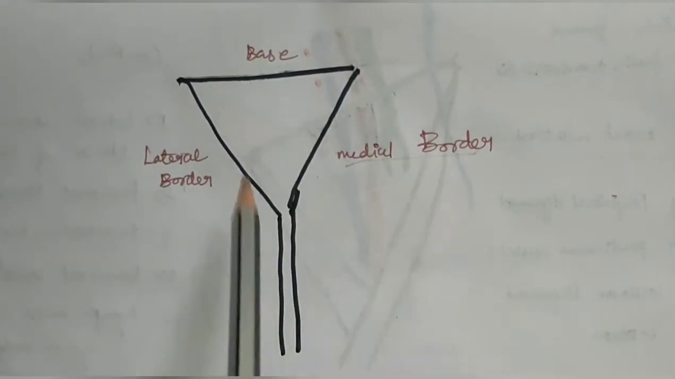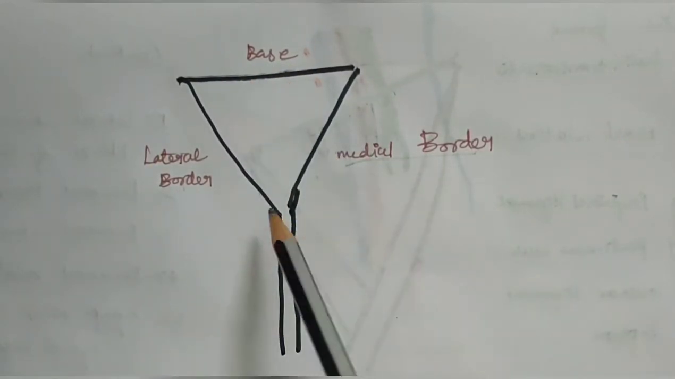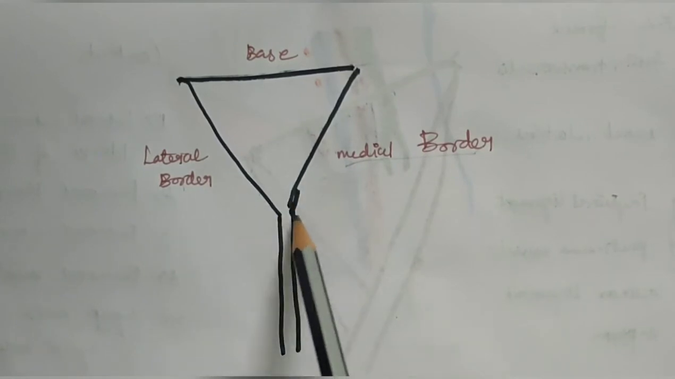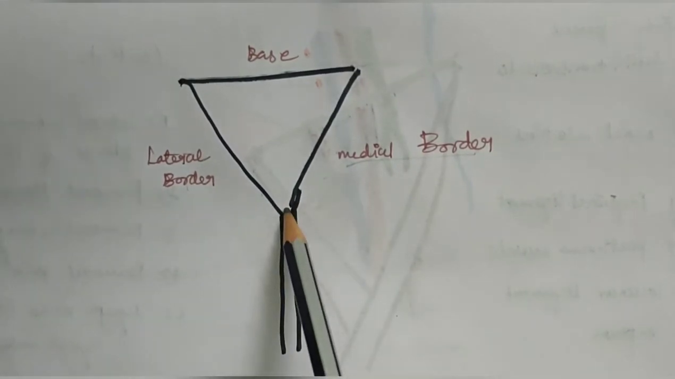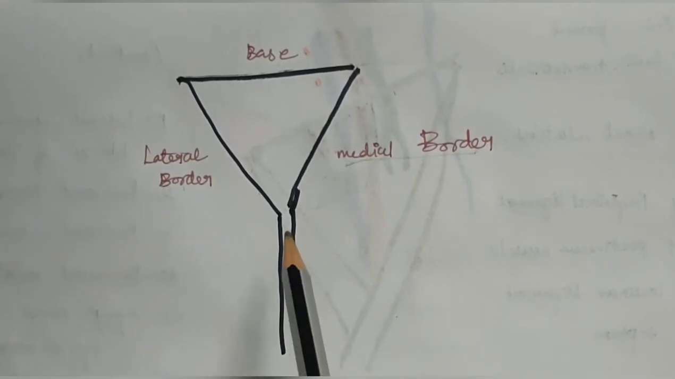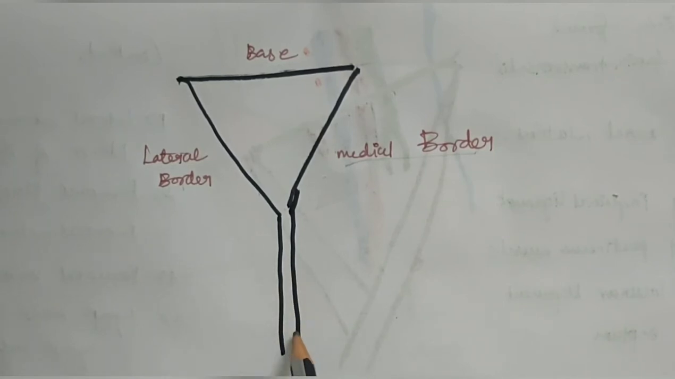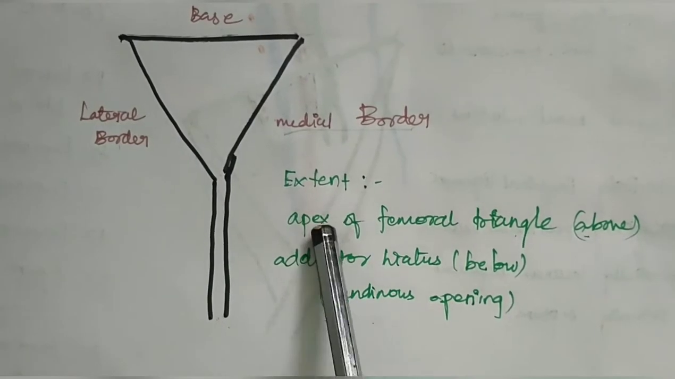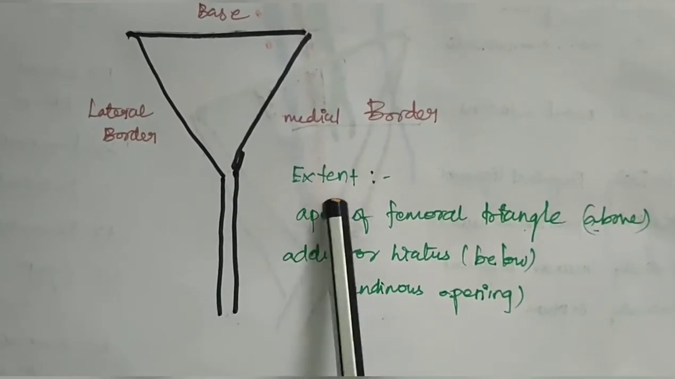This is the base and this is the apex. This apex continues as the adductor canal, and this adductor canal ends in the adductor hiatus, which is the tendinous opening through which the femoral artery and femoral vein enter the popliteal fossa. These are the extent of the adductor canal.